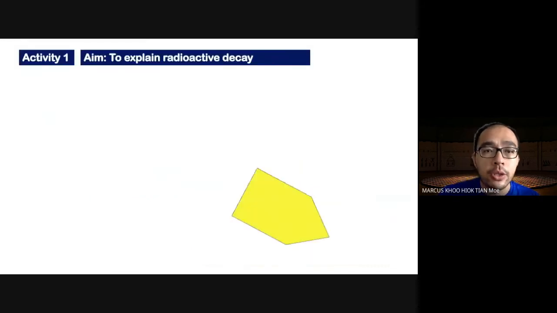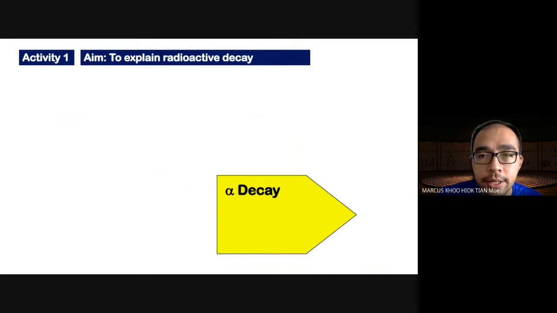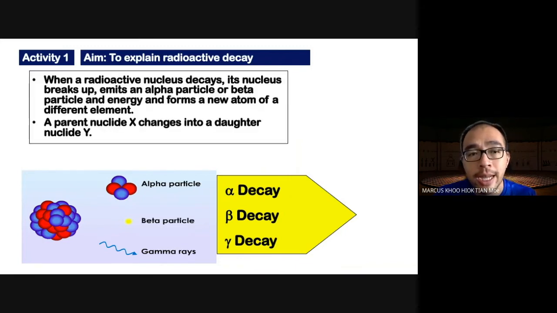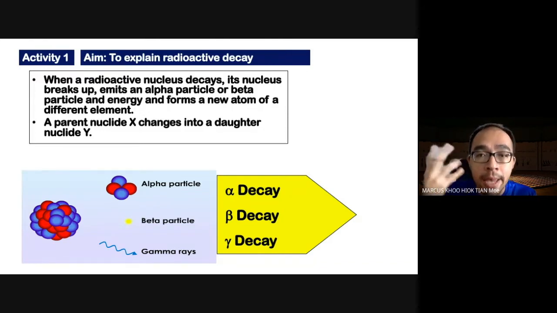Okay, so let's talk about the decay. Alpha decay, beta decay and gamma decay all correspond to the type of particle it is emitting. If it is emitting an alpha particle, it will be alpha decay. If it is emitting a beta particle, it will be beta decay. If it is emitting a gamma ray, it will be gamma decay.